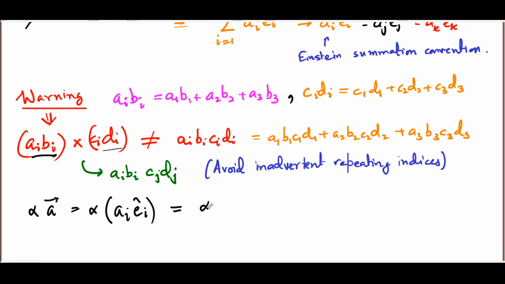What this translates to is simply alpha A_i e_i. This, of course, is a very, very familiar result. It just tells us that when you multiply a vector by a scalar, all three of the components get multiplied by the same scalar. But what you can see here is that all you have done is just remove the bracket in between alpha and A_i e_i, and you have got your result.